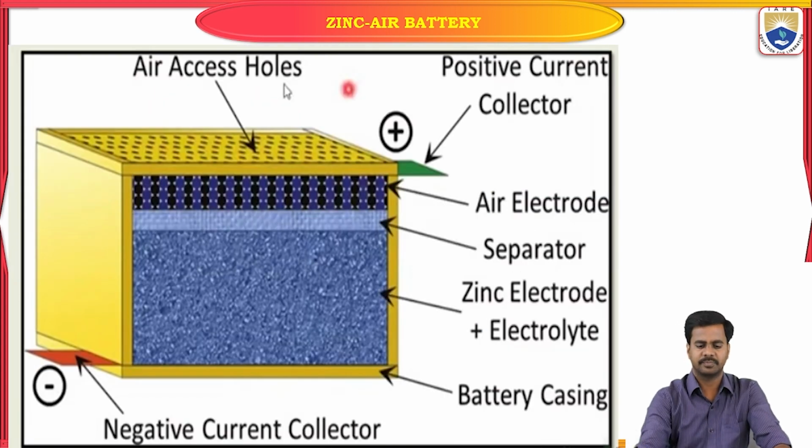You can see here positive electrode and negative electrode and air electrode. Air passes through the pores, that is a porous carbon.